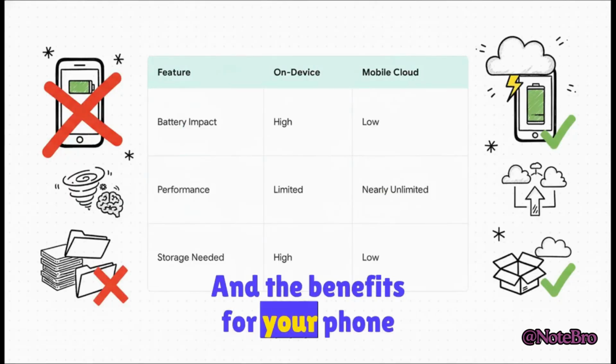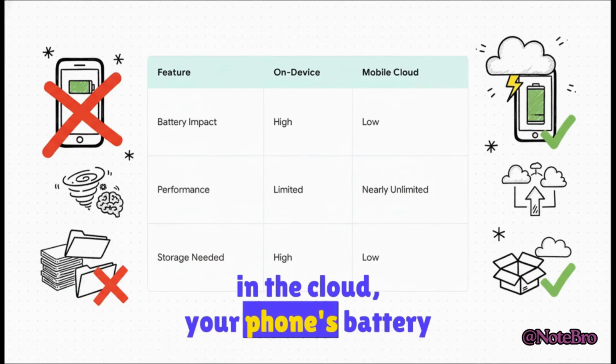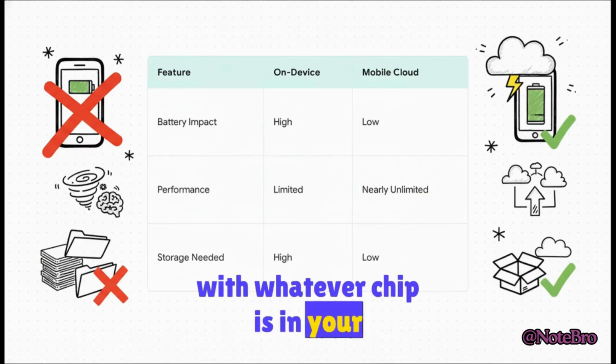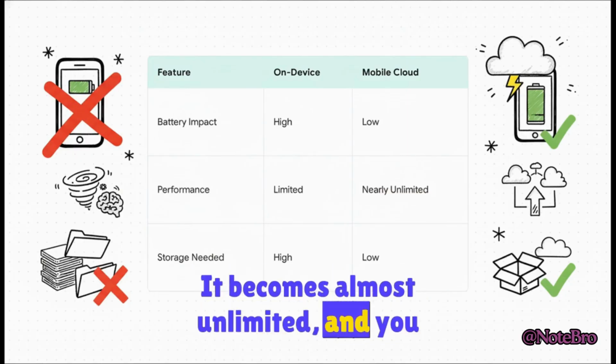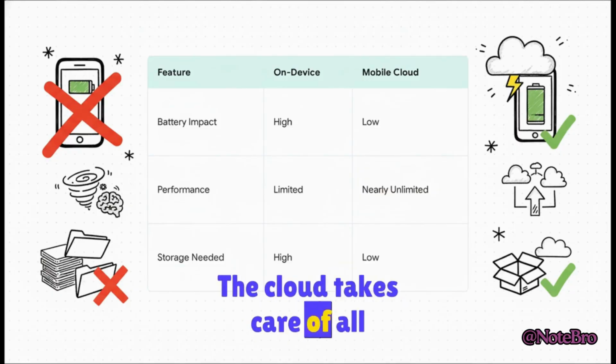And the benefits for your phone are huge. When all that heavy lifting happens in the cloud, your phone's battery life gets way better. Your performance is no longer stuck with whatever chip is in your device. It becomes almost unlimited. And you don't have to clog up your phone with tons and tons of data. The cloud takes care of all of it.